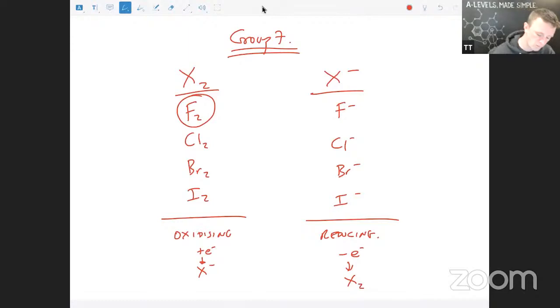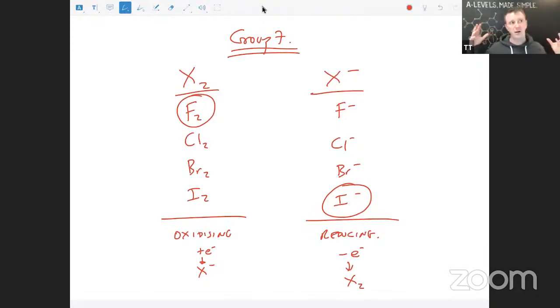I is the strongest one. That's the daddy on this side, because why is it really good at reducing other things? Well, it's got an electron it's gained from somewhere in the past, but it's actually quite good at letting it go. It's kind of like, yeah, I've got an extra electron. I'm I minus at the moment.